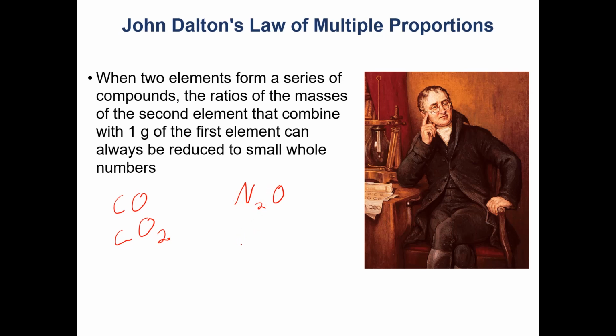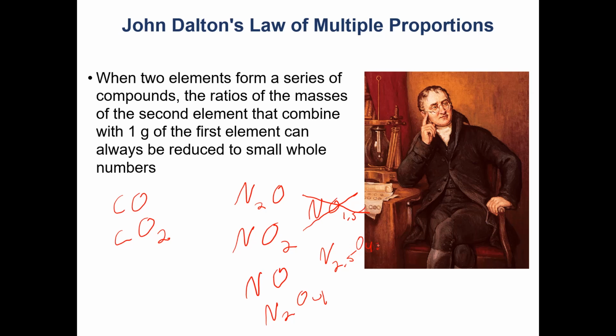or we can take something like nitrogen and oxygen, so we can have N2O, we can have NO2, we can have NO, but we would never have 1.5 oxygens per nitrogen. That's just not possible. So we can always reduce these to small whole numbers. So for example, you can also have N2O4, but you cannot have, okay, that does not exist.